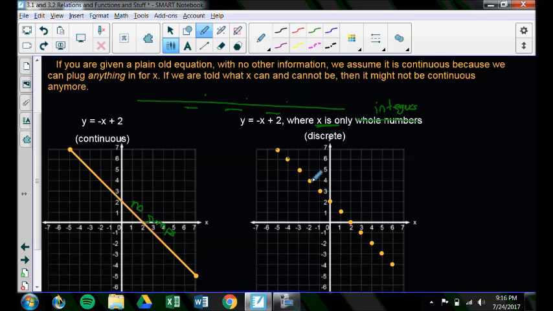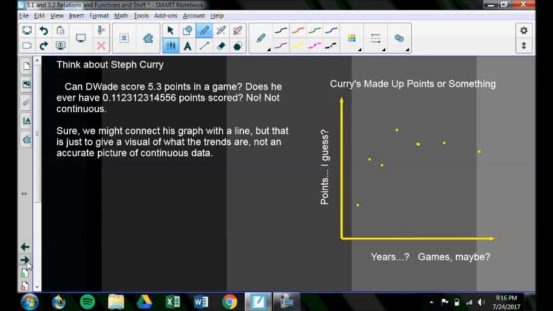We see discrete things very often, actually. Think about Dwayne Wade or Steph Curry or somebody. Can these people score 0.1 points or 6.8 points? They can't. They can only score in 1s, 2s, and 3s. So we can connect the dots of the points they score, but that's not saying that at some point we scored all these points in between.